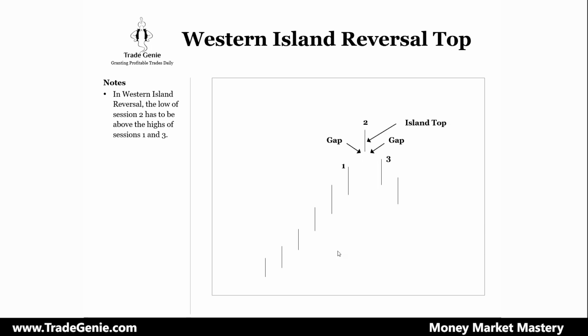The Western Island reversal is where the market does a quick somersault. The market closed here, then it gapped up. So you see this gapped up. Imagine the market gapped up, so it creates another candle. There's a big distance here. Then the market gaps down.